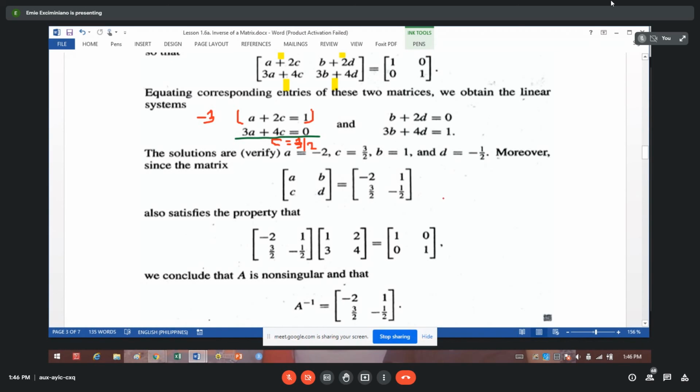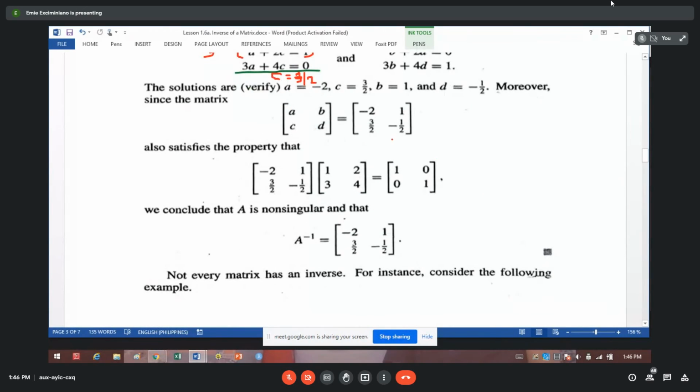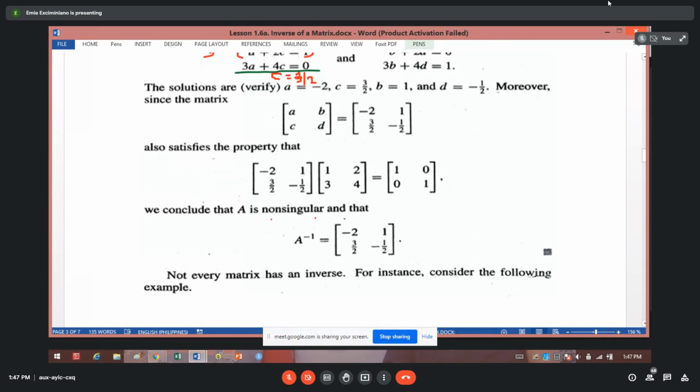So, since we're able to get the inverse of A, then, pag chinek nyo yan, minultiply nyo yung inverse doon sa given matrix, you'll end up getting this product identity matrix whose size is 2 by 2. And therefore, it is non-singular because it has an inverse. Invertible yung ating matrix A.